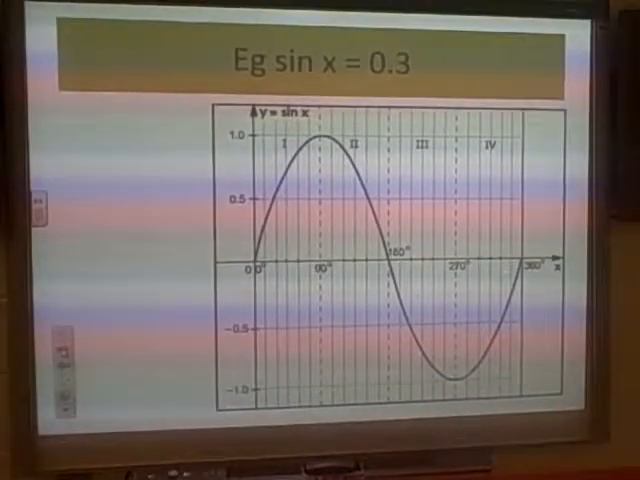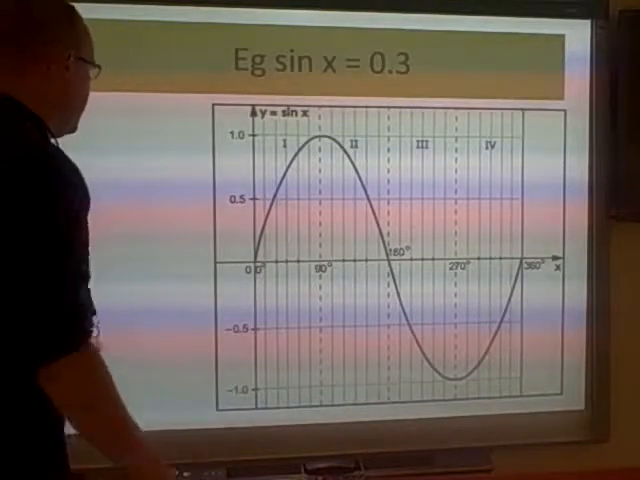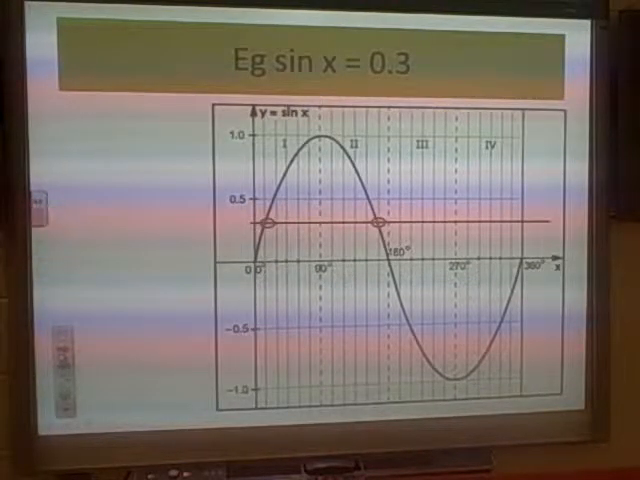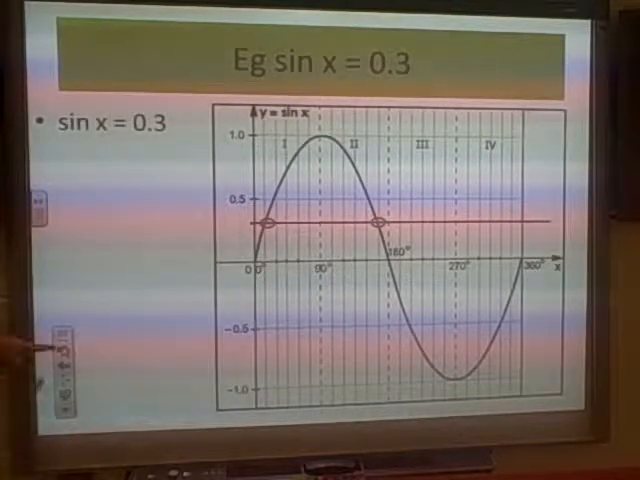And our last ratio is sine. So sine x equals 0.3. We draw in y equals 0.3, and then look at the answers, and we can see that there's two solutions for this one. Now there's not quite such a nice rule for this one, we have to use the symmetry of the graph to find the answers. But first of all, let's write the equation.